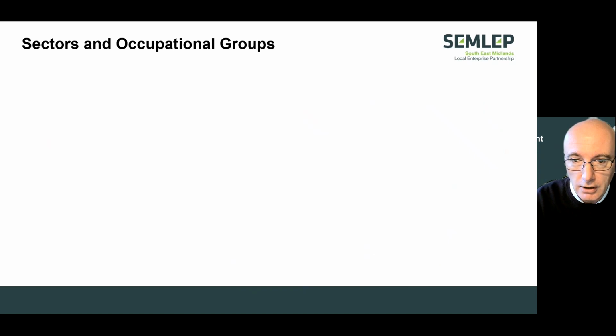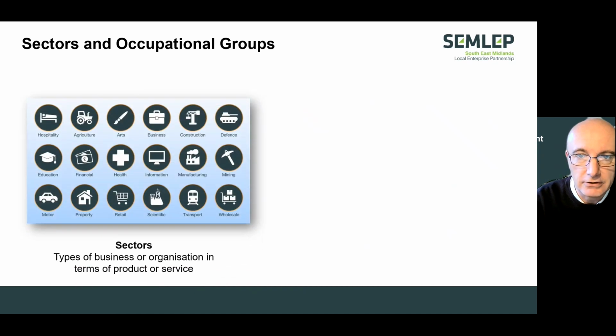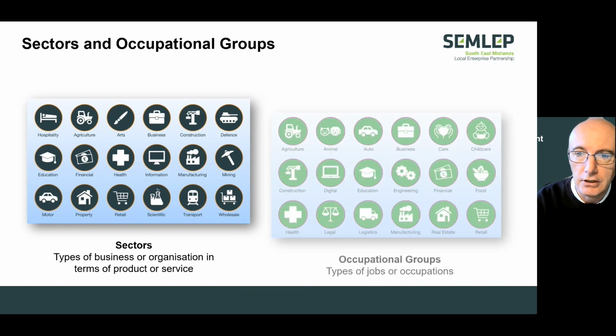I'm going to talk about two different groups during this presentation. We're going to talk about sectors, and by sectors we mean types of businesses. So lots of groupings of businesses here. For example, if you take financial, that might include all the banks, accountants, that kind of thing. If we take manufacturing, we've got lots of different types of manufacturers in the area, but we group them together within sectors, and I'll make reference to those.